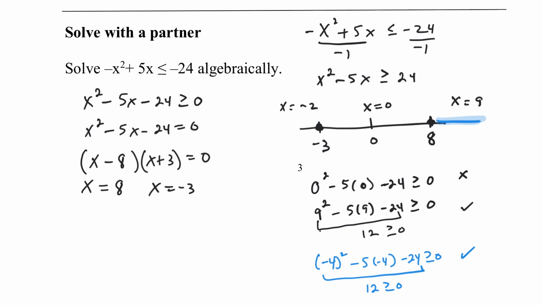So my answers are also going to be less than -3. They go in this direction. So if we wanted to write a statement, it'd have to be x is less than or equal to -3, or x is greater than or equal to 9. So that's our answer.